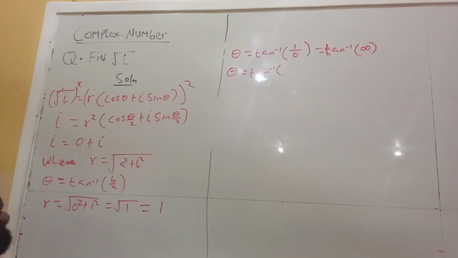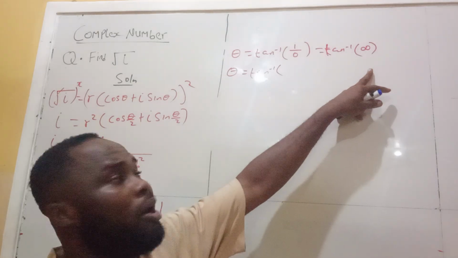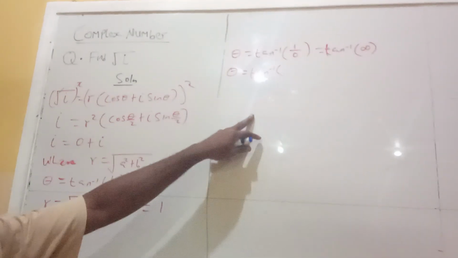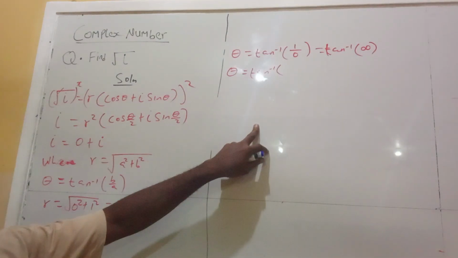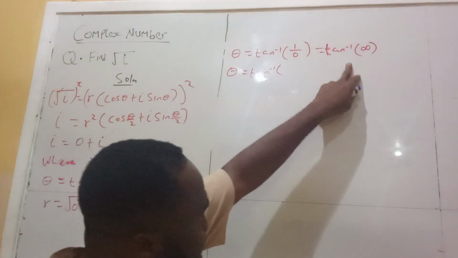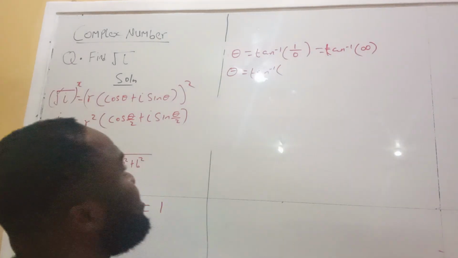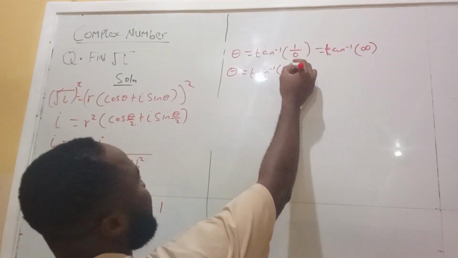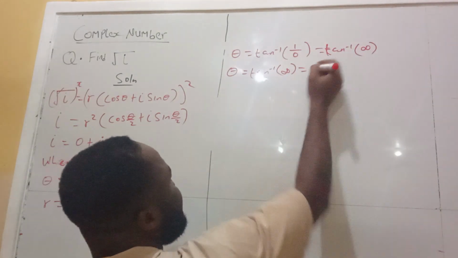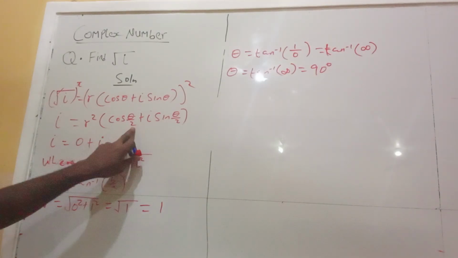So now, ask yourself, tan of what normally gives us infinity, or undefined? Tan 90 degrees is undefined. That means tan inverse of this infinity is 90. So this is equal to 90 degrees. Okay? Now we're going to substitute our r and our theta here.